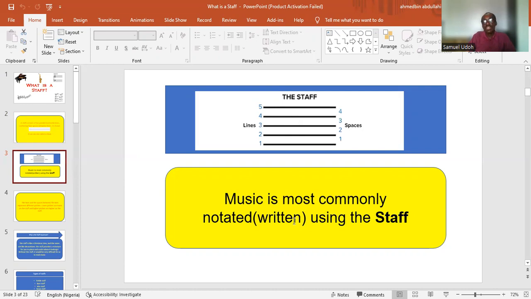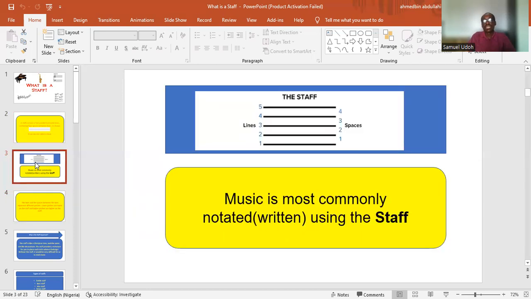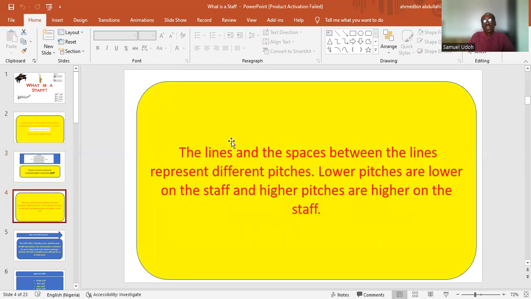Music is commonly written using the staff. Music is commonly notated using the staff. Music is represented on paper by making use of the staff. Okay. Now, what's the job of the lines and spaces on the staff? What is their function?